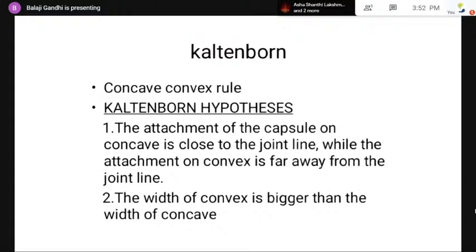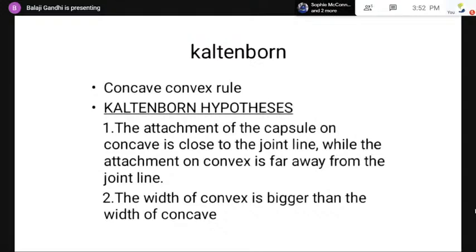The next one is that the width of the convex surface is bigger than the width of the concave surface of the joint. In any concave convex joint, you have to see that the width, the diameter of the convex surface, is definitely bigger than the width of the concave surface.